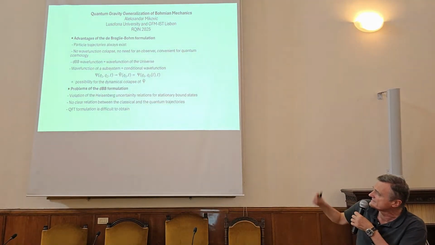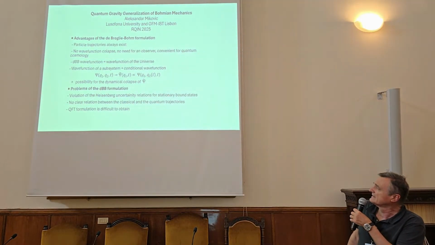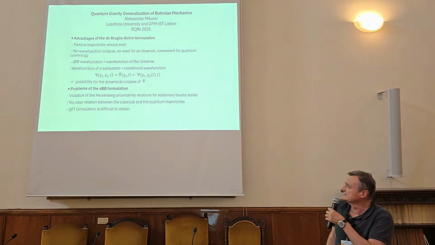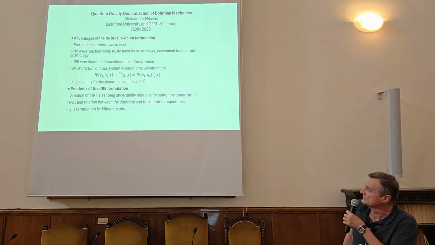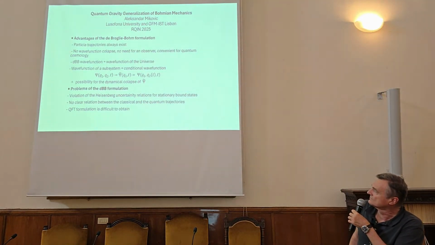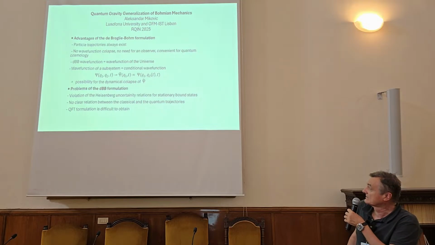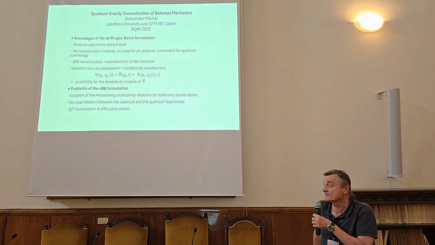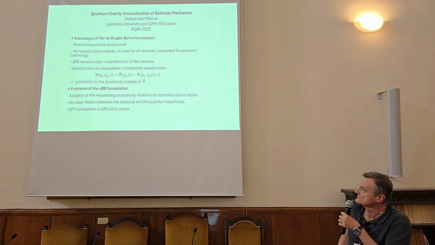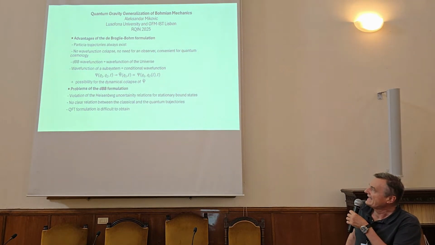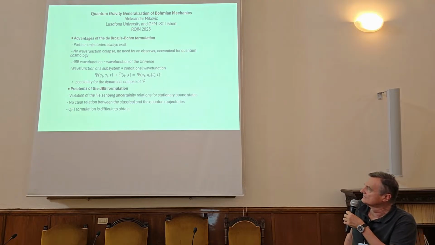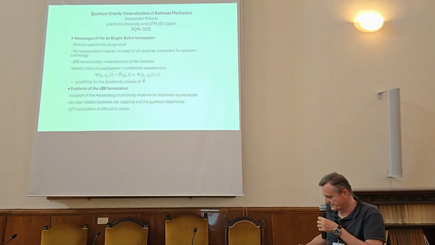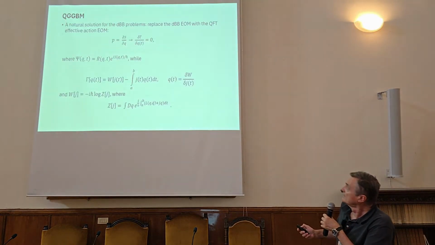The reason for this is because the momentum and the coordinate are not independent variables in the usual de Broglie-Bohm formulation. Then there is no clear relation between the classical and the quantum trajectories. Essentially, there are no semi-classical trajectories, so it's difficult to find them. And the third problem is that the quantum field theory formulation is difficult to obtain there.